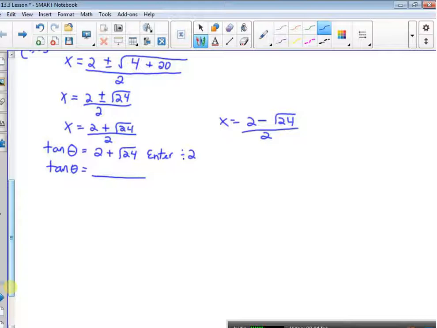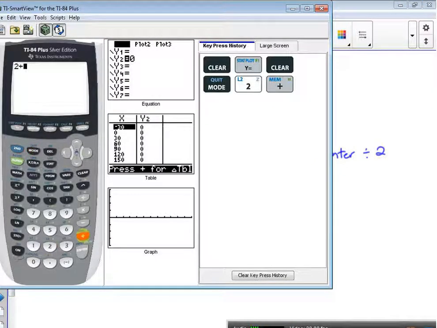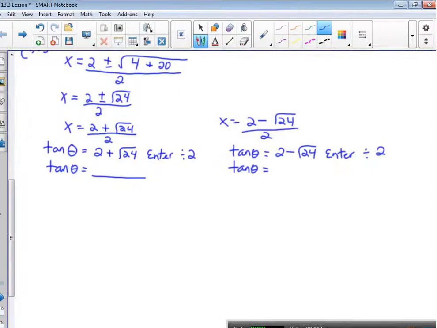I'm going to do the same thing over here. Tan theta equals 2 minus radical 24, enter, divided by 2, and then hit enter again. And I'll get a different decimal. So let's go try that. So 2 plus square root 24, enter, divided by 2. No need to simplify radical 24 in this problem because we're just going to the calculator anyways. So we get 3.449. So I'm going to work with that one.